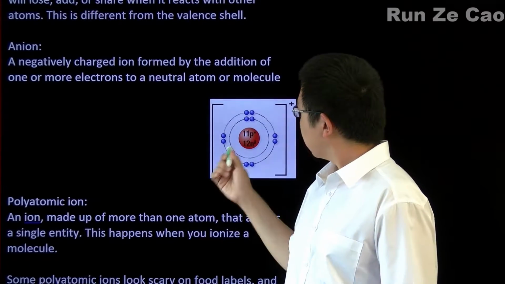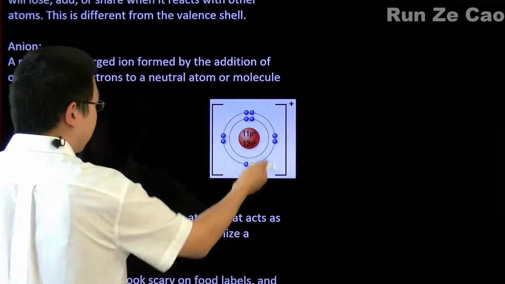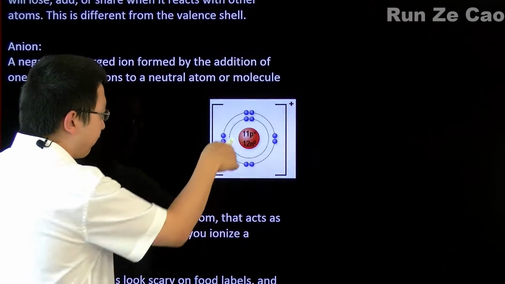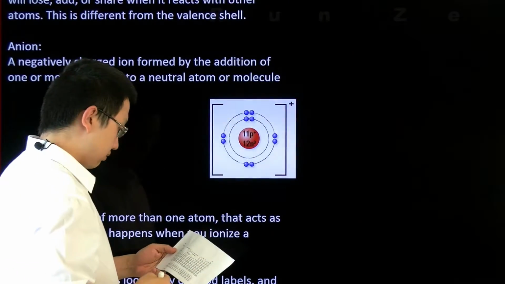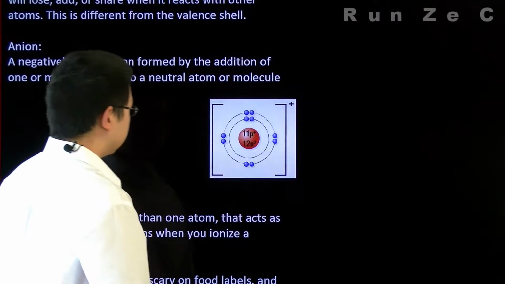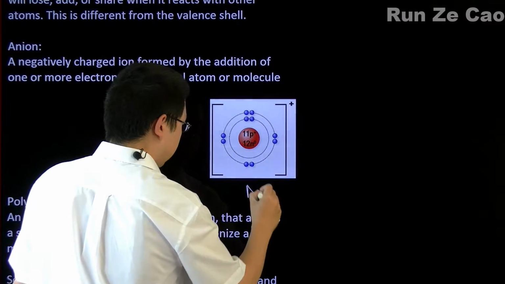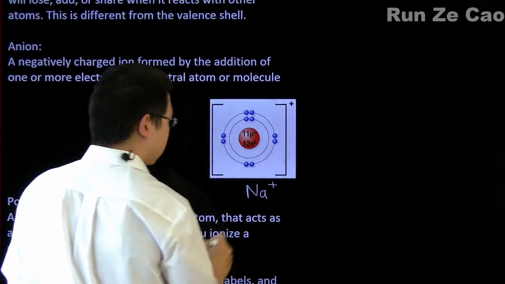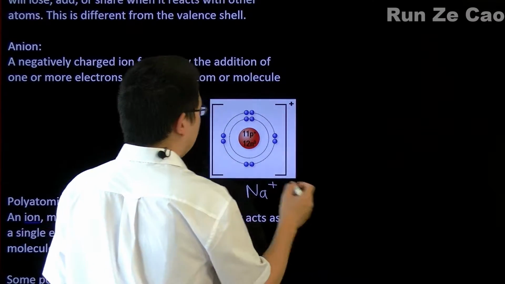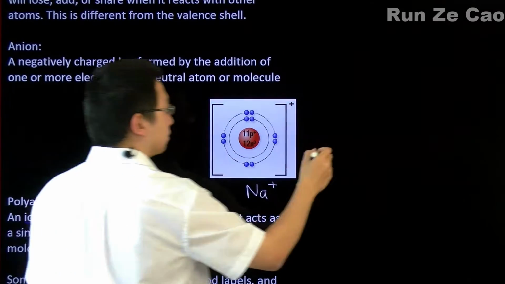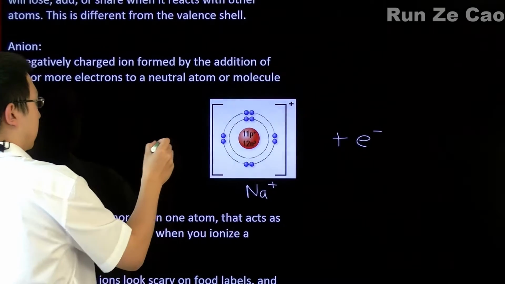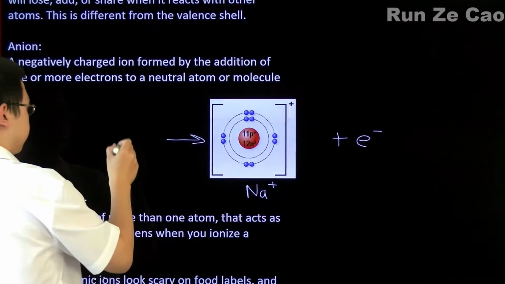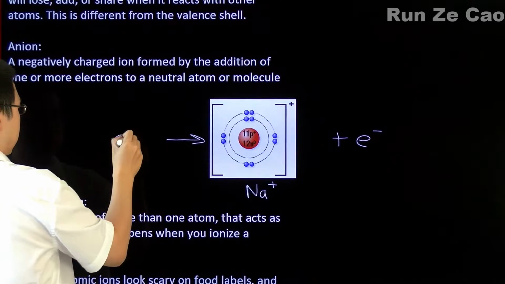Now, here we have an ion. What ion is this? Oh, 11p? So 11p means it is sodium. Yeah, it's sodium. So this is written as Na+. And how do we generate this? Well, plus e- here. And energy.